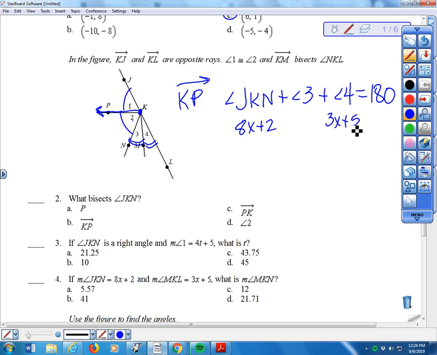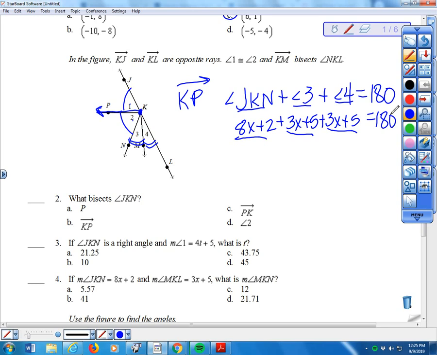They don't give me angle 3. But I know from my drawing, angle 3 and angle 4 are equal. So angle 3 is also 3x plus 5. Right? Because they're equal. The other thing I can always do is write 2 times 3x plus 5. It means the same thing, but I'll just leave it the way I've written. Okay, so I filled in what JKN was. It was 8x plus 2. I filled in angle 3. I filled in angle 4. And I know all together they make a straight line, so they must be supplementary.